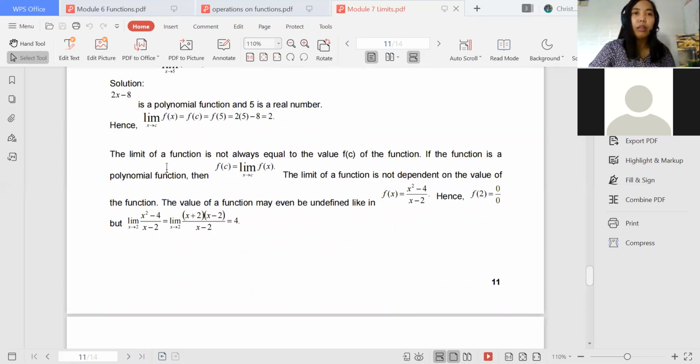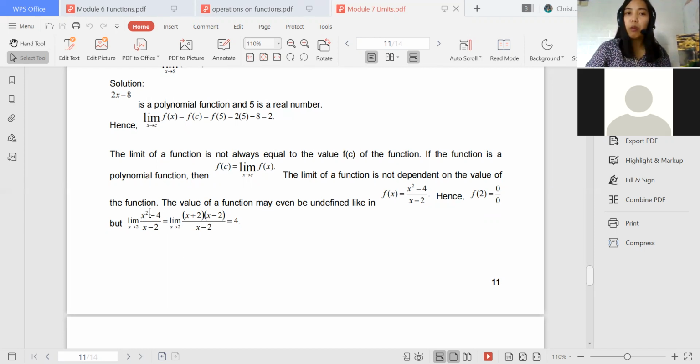Okay, so the limit of a function is not always equal to the value of f of c of the function. If the function is a polynomial function, then f of c is equal to the limit of f of x as x approaches c. The limit of a function is not dependent on the value of the function. The value of a function may even be undefined, like if we have this function, and we know the domain is all real numbers except 2, because it will be undefined. So you need to simplify first the given function.